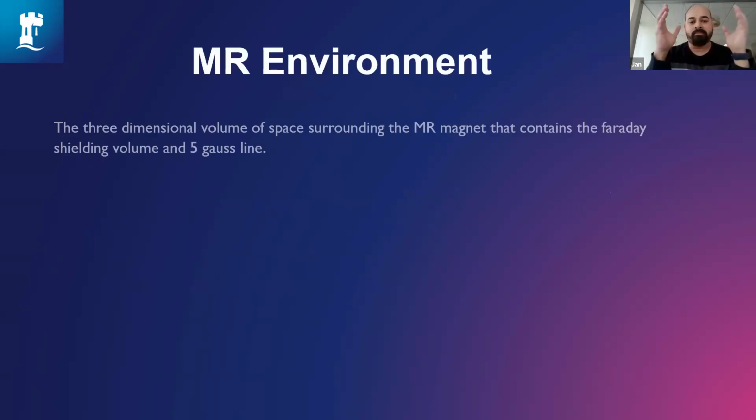So what's the MRI environment? The MRI environment is a three-dimensional volume of space surrounding the MR magnet that contains the Faraday cage as well as the 5-Gauss line. Now, most of us don't think of that much, but when it comes to, say, scanners in trailers or scanners sitting not on the bottom floor but on the first floor, the people who might be walking below or above these scanners wouldn't be aware of what is beneath them or above them. And it's knowing and designing them perfectly to make it safer.